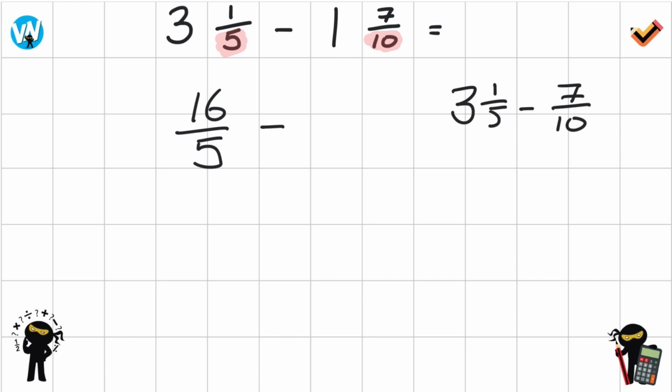Take away. And then we do the same on the other side. 10 times 1 is 10, add 7 is 17. And that gives us the improper fraction of 17 over 10.